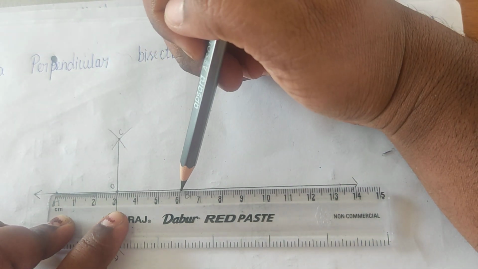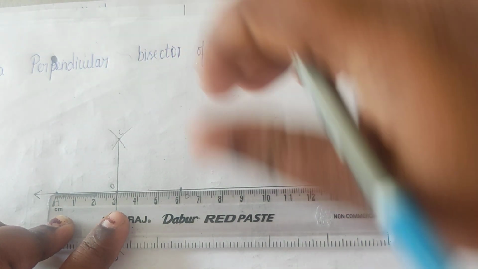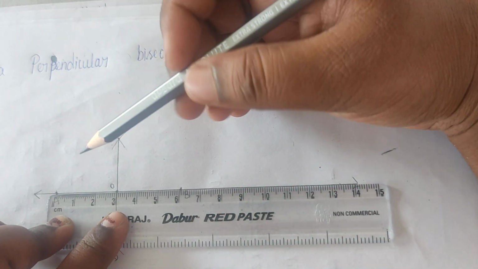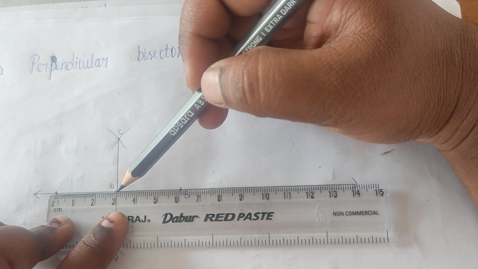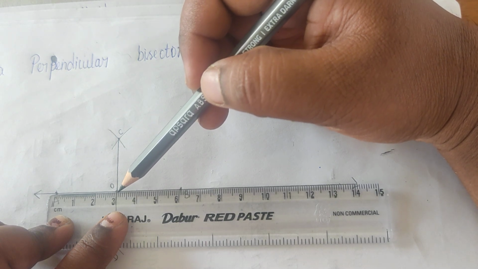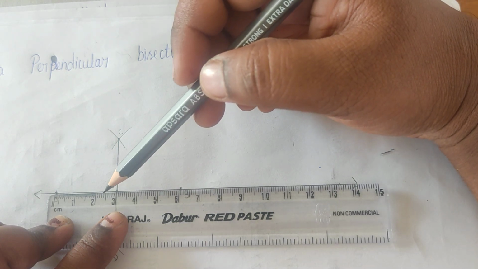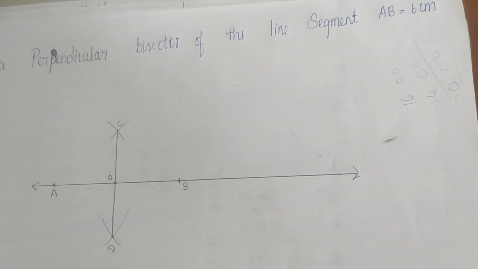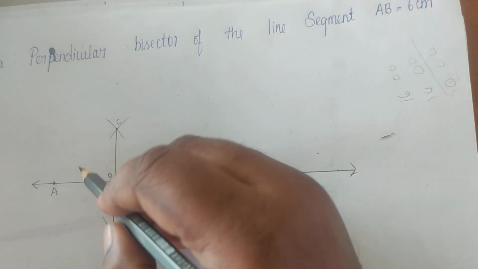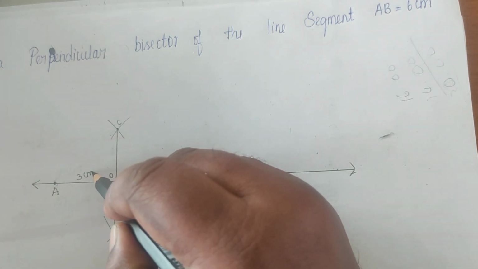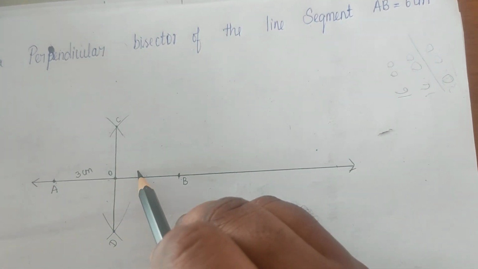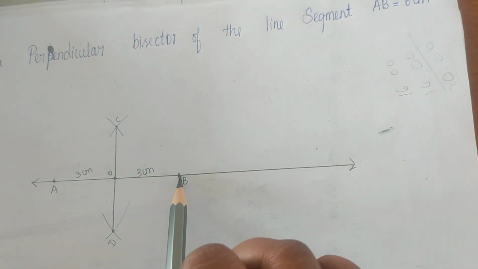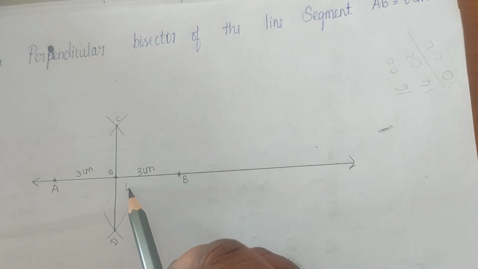AB equal to 6 centimeters and OA equal to 3 centimeters, OB equal to 3 centimeters. Therefore AB equals 6 centimeters.